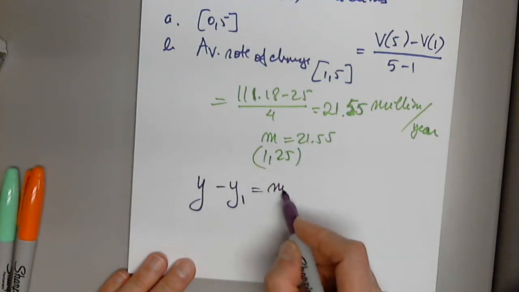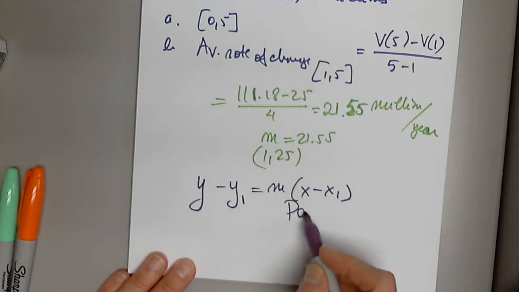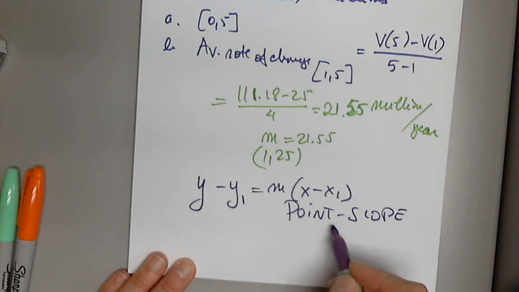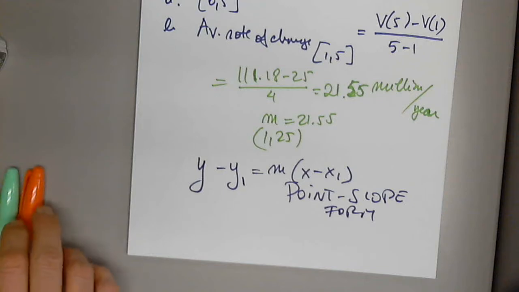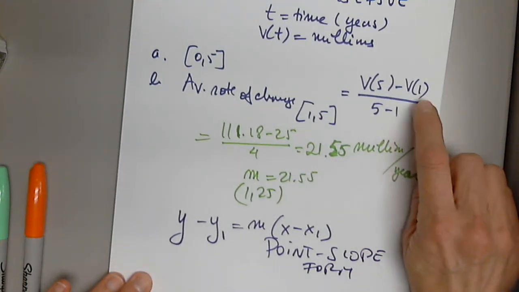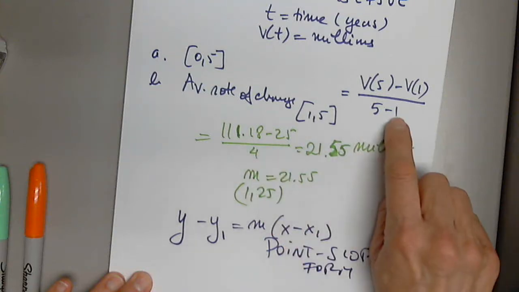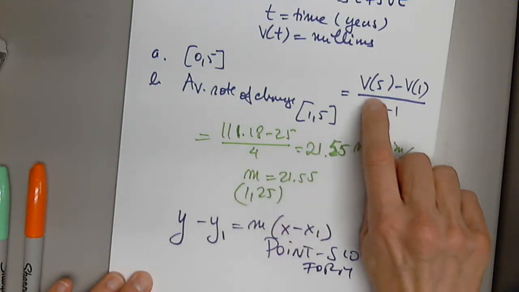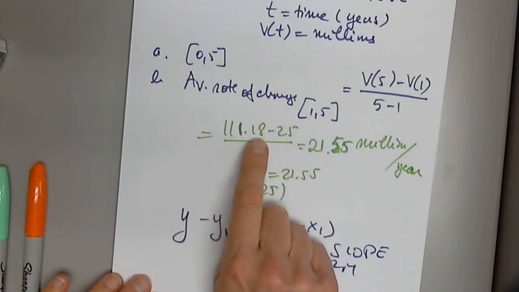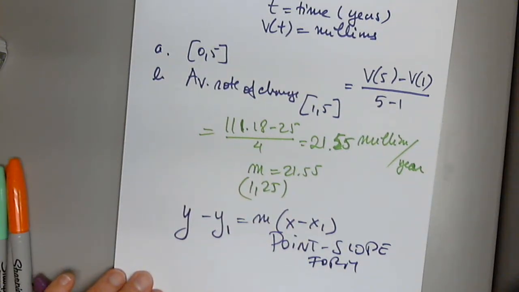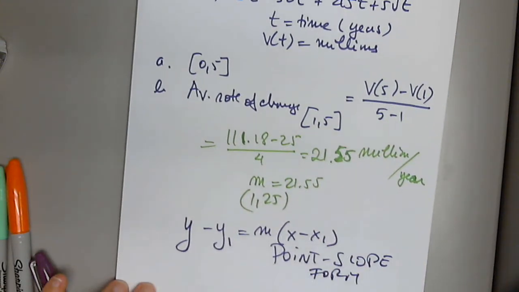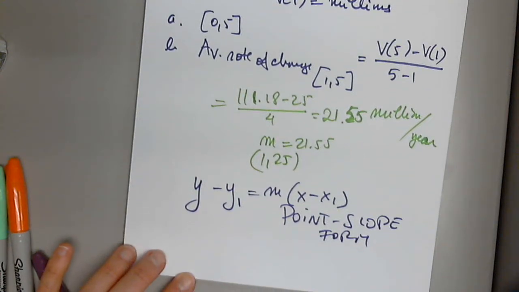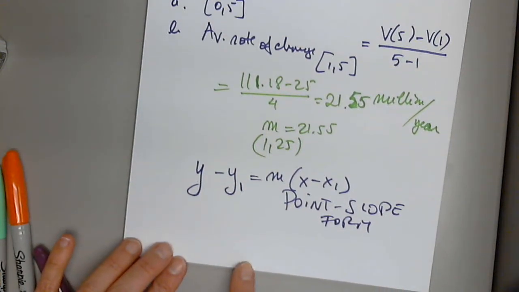Y minus y1 equals the slope times x minus x1. Point, slope, form. Perfect. How did you get 125 as equation? When x is 1, y is 25. When x is 5, v of 5 is 111.18. I just didn't want to use decimal numbers, so I used any point I want. I used 2 points to find the slope. It doesn't matter which point I use to determine the equation. The equation will pass through both points, guaranteed. Is that better? Perfect.